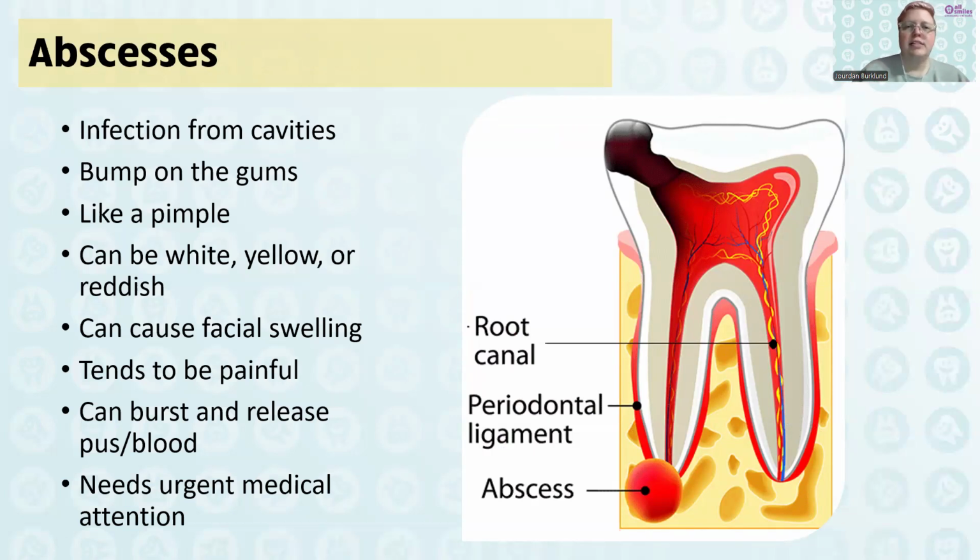So, an abscess is an infection from a cavity. A lot of times, because it's this big ball of infection, it shows up as a bump on the gums. A lot of times it can look like a pimple, but it could be white, could be yellow, could be reddish because there's a mixture of blood and pus in there. In extreme cases, it can cause facial swelling as well. So that's also something to look out for.